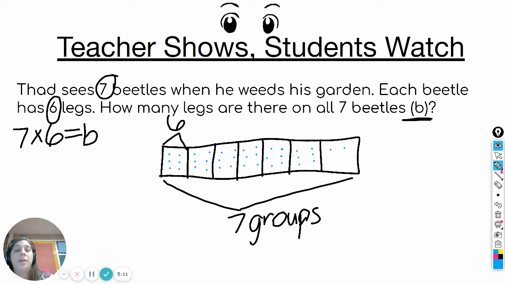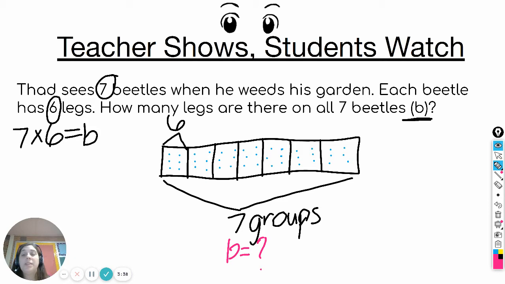Notice how I'm spreading my dots out so that they don't overlap and I don't get confused. Okay, and I try to put them in an organized pattern. So I have 7 groups or 7 beetles. Each beetle has 6 legs, so I have a size of 6. Now I need to figure out, what does B equal? How many legs do we have all together?